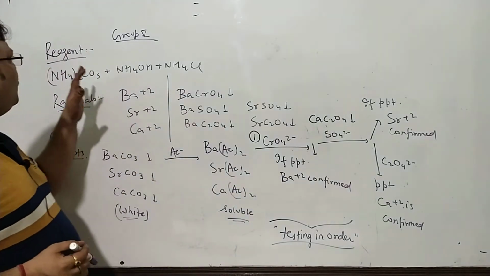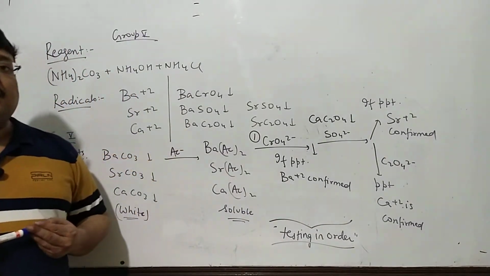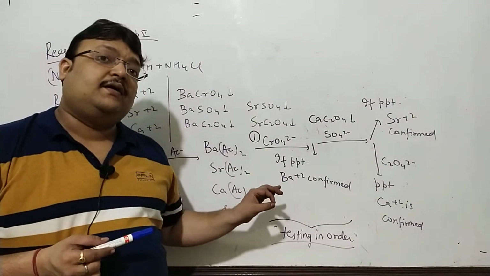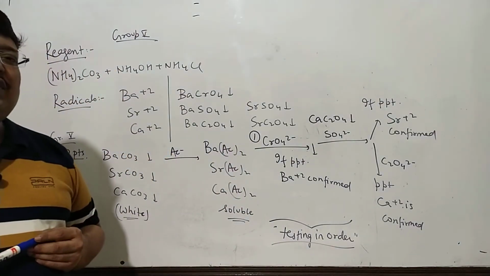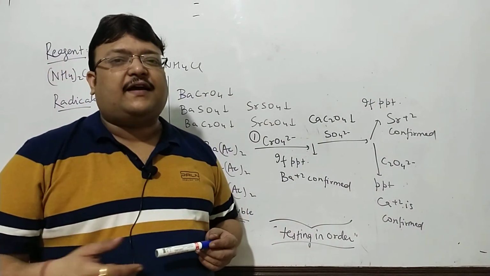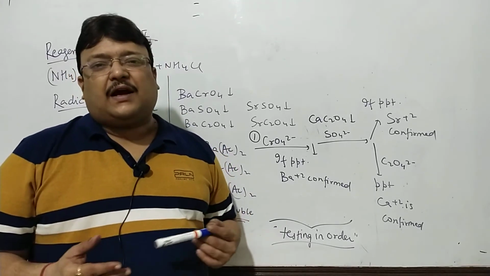So you know this much for group 5, and this fact, which is testing in order, I repeat, is very significant and peculiar to this group. After this, only 2 groups are left. Both contain 1 radical each. So you know we are nearing the end of the topic right now. Maybe a couple of more reactions.